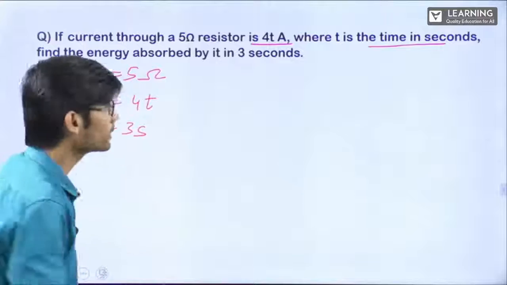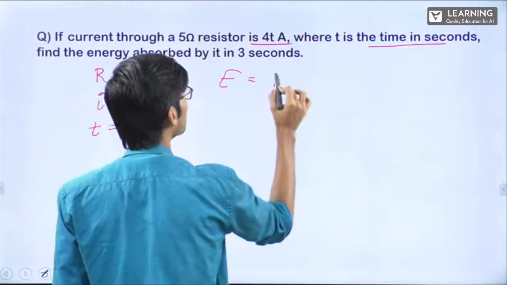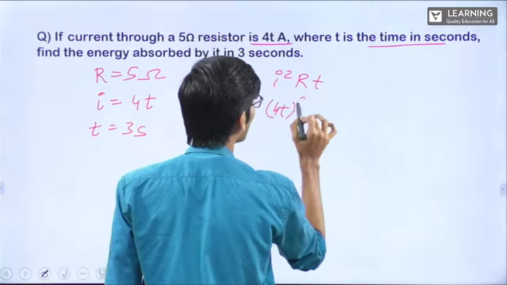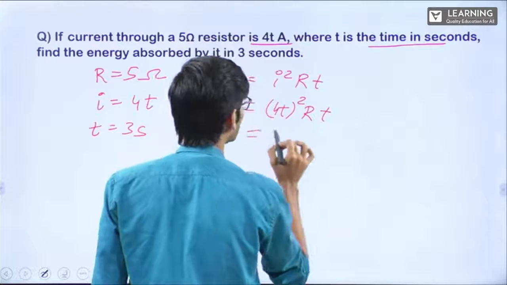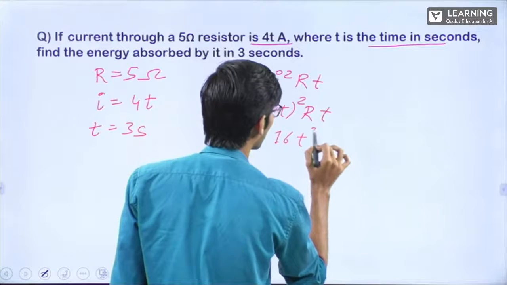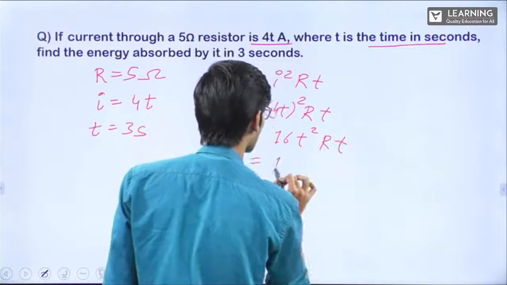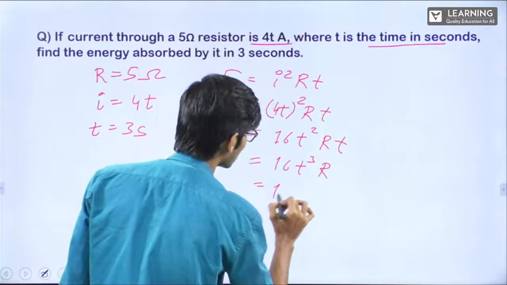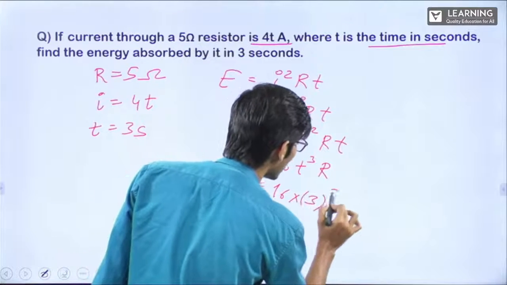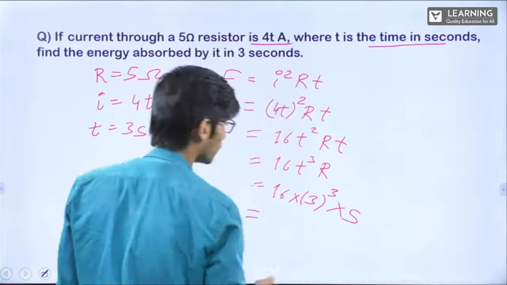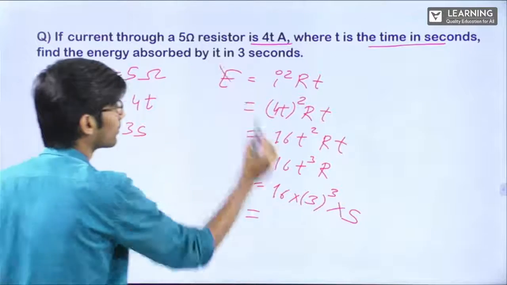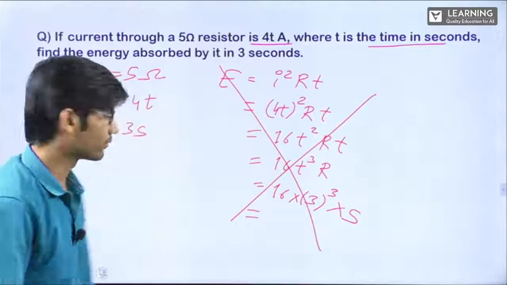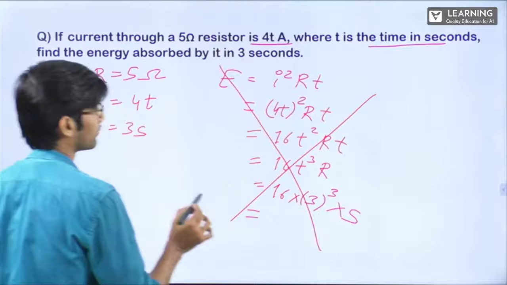This does not mean that you will do E is equal to I square RT, then put 4t whole square RT, then this will be 16t square RT, then this will be 16t cube into R, then t you will put as 3, so 16 into 3 whole cube into 5. So whatever is the answer you'll get, this is wrong. This is wrong.